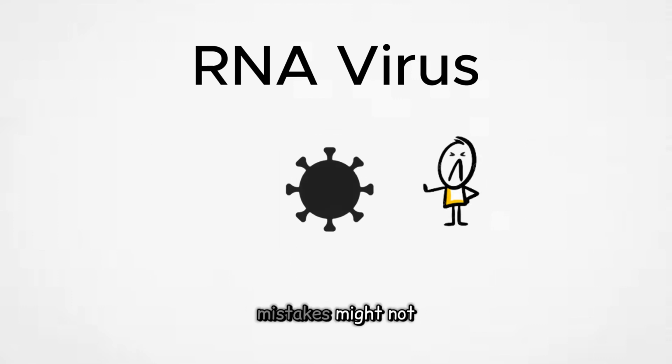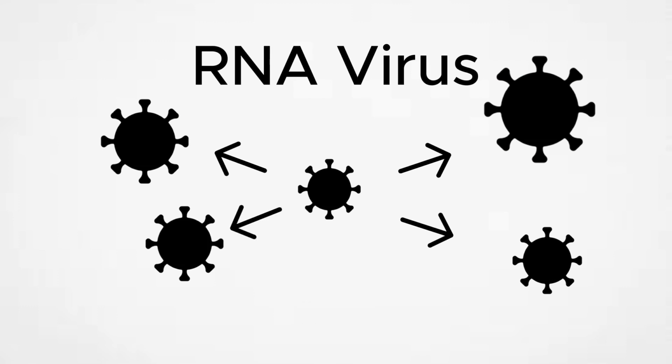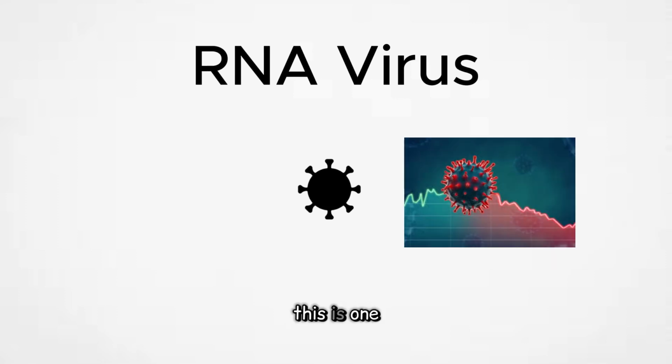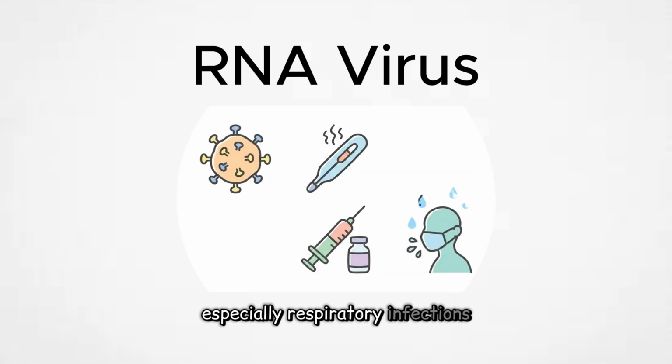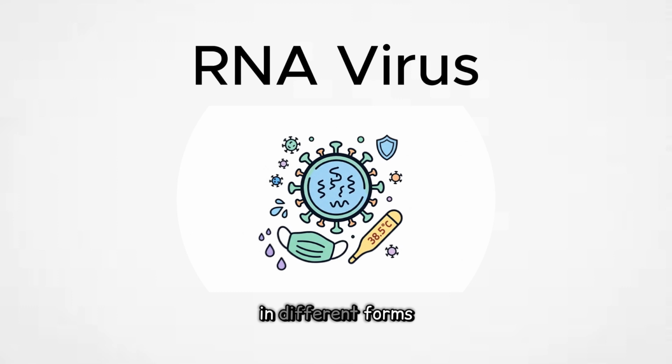That means every time they reproduce inside a host cell, small mistakes are introduced into their genetic code. At first, those mistakes might not seem important, but over time they build up and create completely new versions of the virus. This constant change is what makes RNA viruses so unpredictable. In real life, this is one of the main reasons why certain illnesses, especially respiratory infections like influenza, seem to return again and again in different forms.